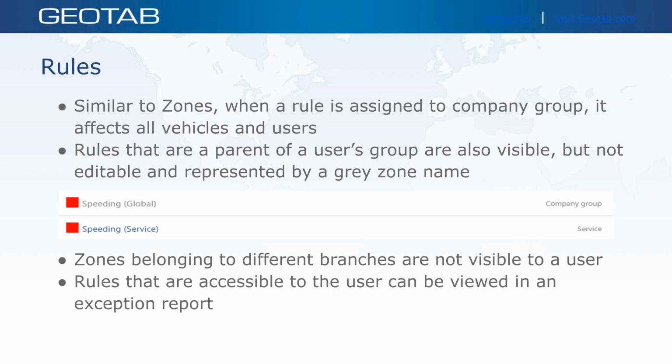So that means that anytime any vehicle underneath that company group breaks that rule, it'll trigger an exception. Whereas the service one only applies to the vehicles in the service group. So when I'm looking at this as a user in that service group, I can see that there's a global rule, but I can't make any edits to it.